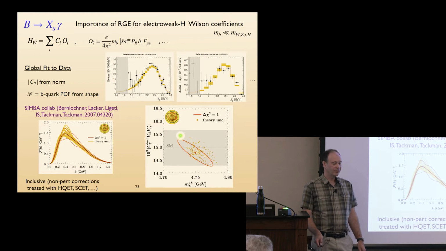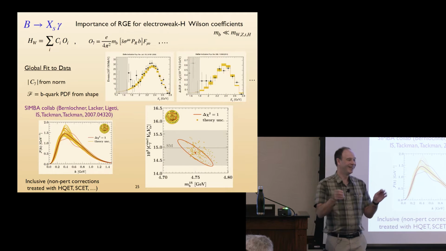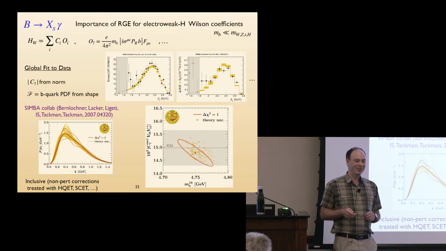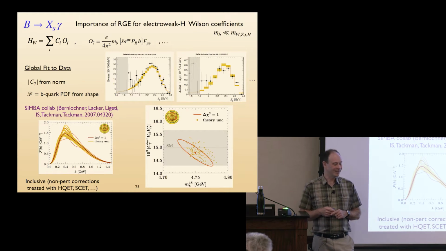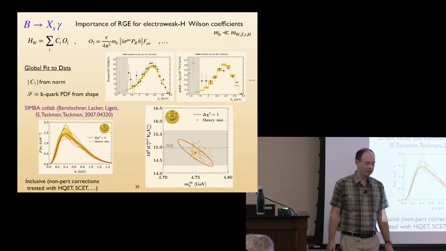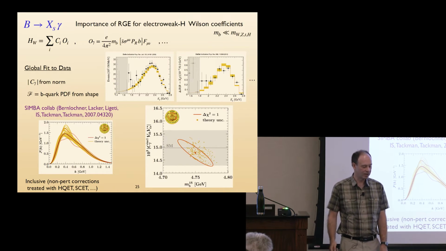And things agree with the standard model, unfortunately, but it's also a great success of the Standard Model that we have this level of agreement. The gray band here is the prediction of the Standard Model, dominated by charm quark effects that are actually missing in the calculation so far.